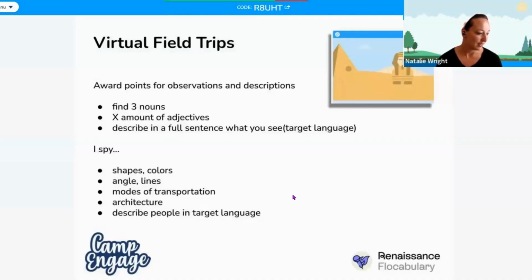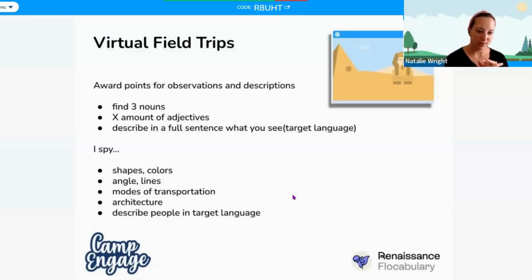Ooh, skyline. Oh, I like that one, Amy. Okay, even if they're entered as a Google form, if you want to do that, then you can easily see duplicates and kind of arrange it that way. That's a good idea. Okay, virtual field trips.